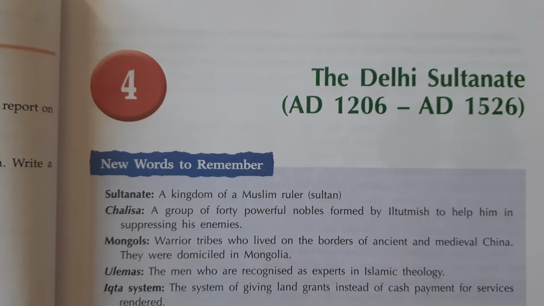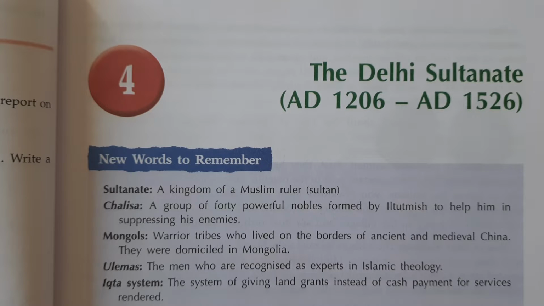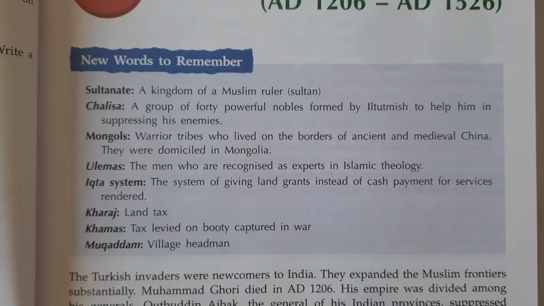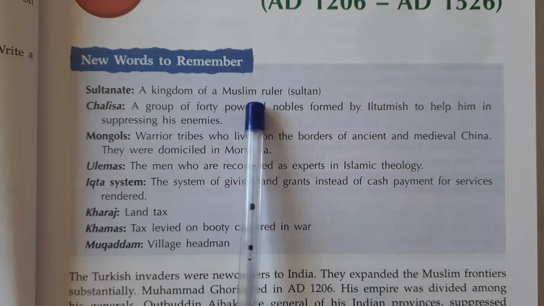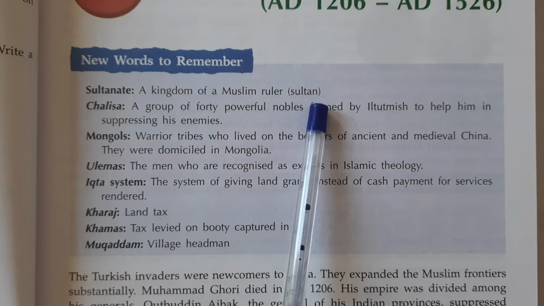Hello everyone. Today we are going to read our fourth chapter, The Delhi Sultanate, AD 1206 to AD 1526. New words to remember. Sultanate, a kingdom of a Muslim ruler, Sultan.